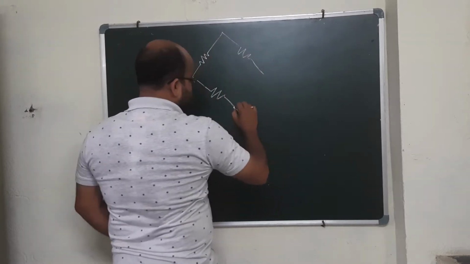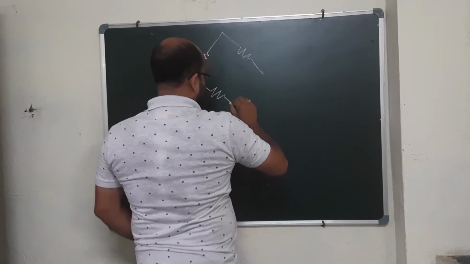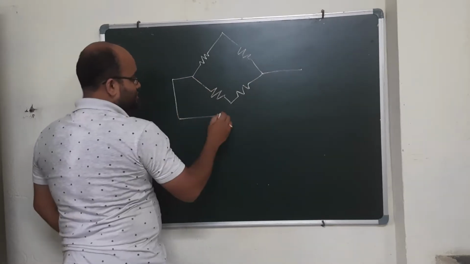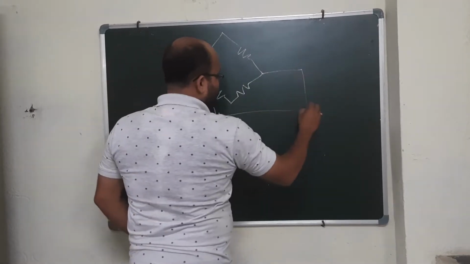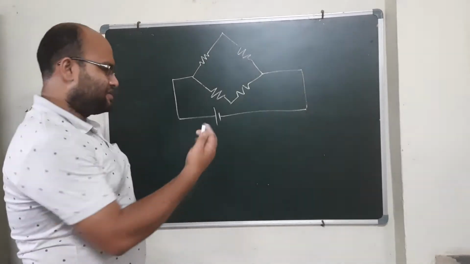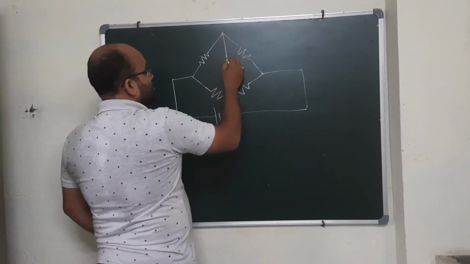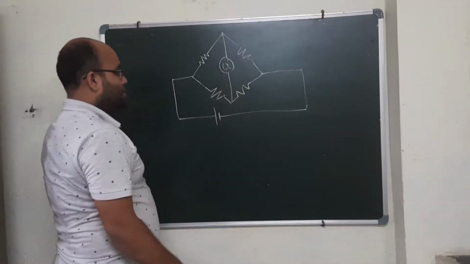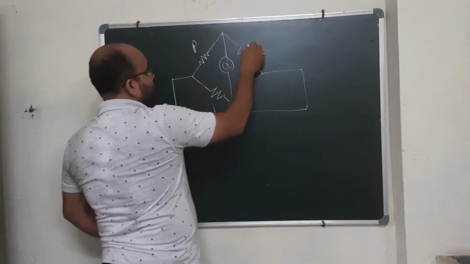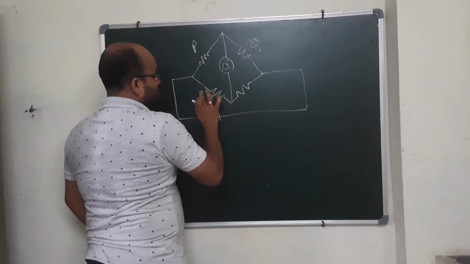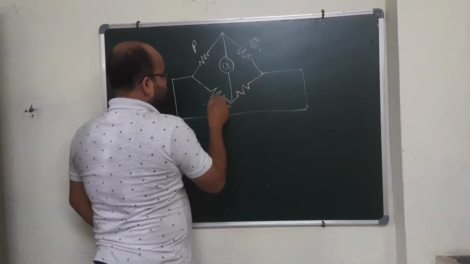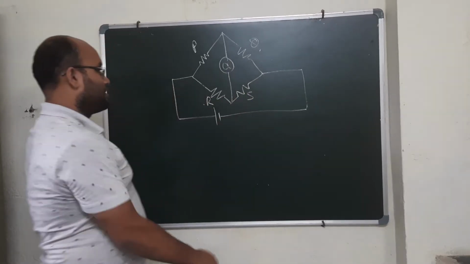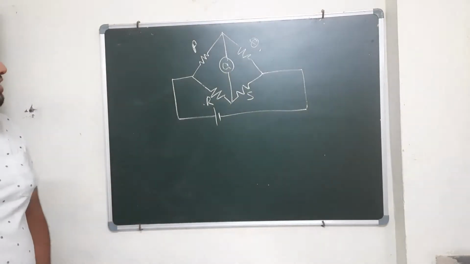So the Wheatstone bridge circuit is like this, and here we have to apply some potential difference. This is obviously in your theory, and here we attach a galvanometer over here. These resistors we call P, Q, R, and this is S. So yeah, this is in the theory.